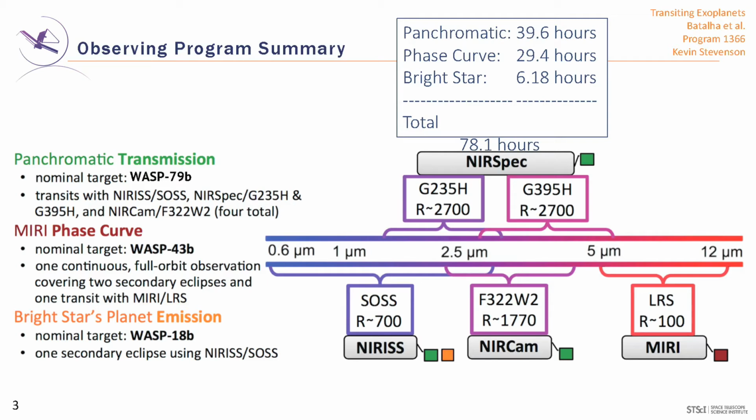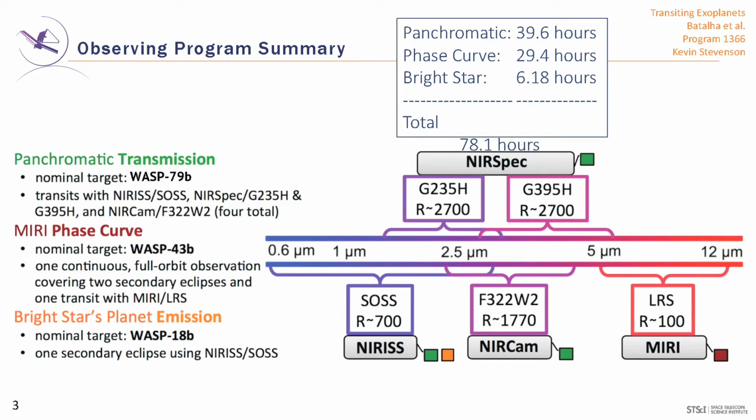So we have 2 GRISMs with NIRSpec, one NIRISS SOSS observation, and also a NIRCam F322W2 wide filter observation. And really what that allows us to do is obtain transmission spectra from 0.6 to 5 microns over the 3 instruments, and allow us to evaluate the performance of each of these instrument modes against each other, which is the first time that we'll be able to do this for transit spectroscopy. This will allow us to understand the instrument systematics and gauge which one produces the most reliable results.